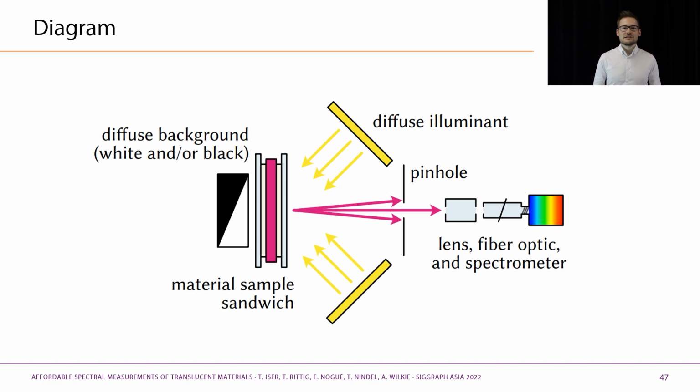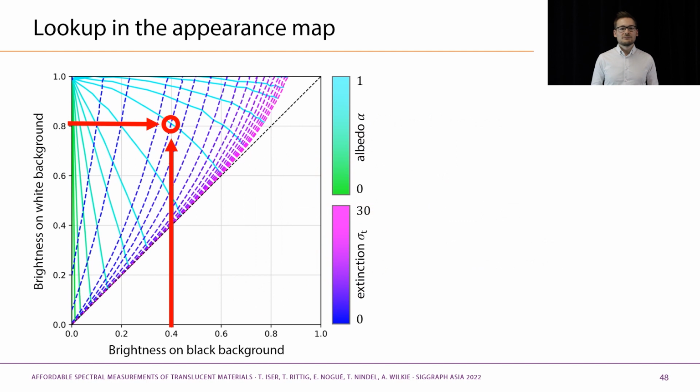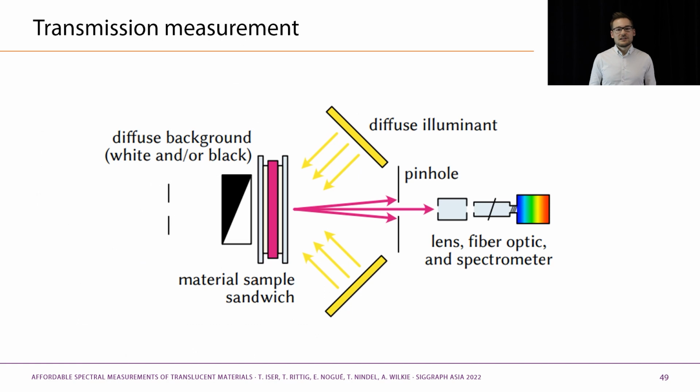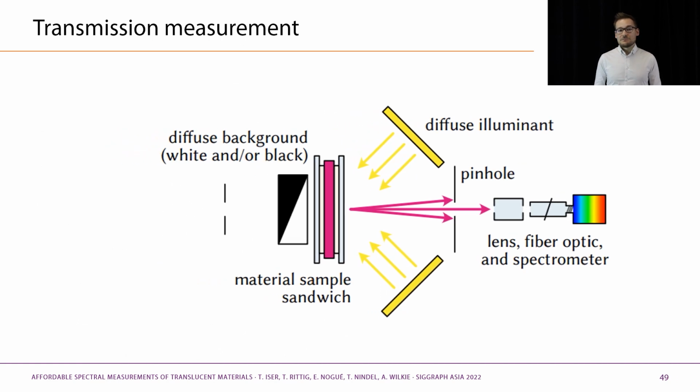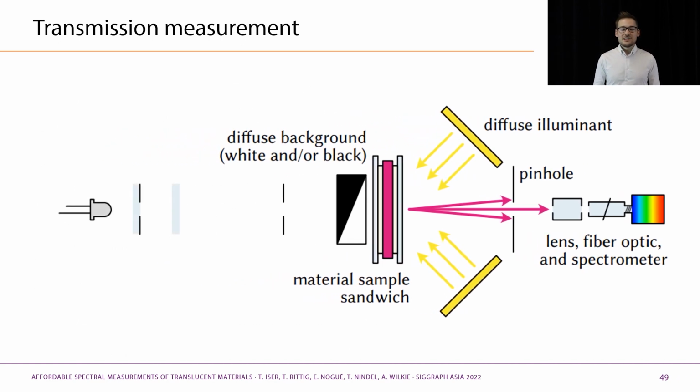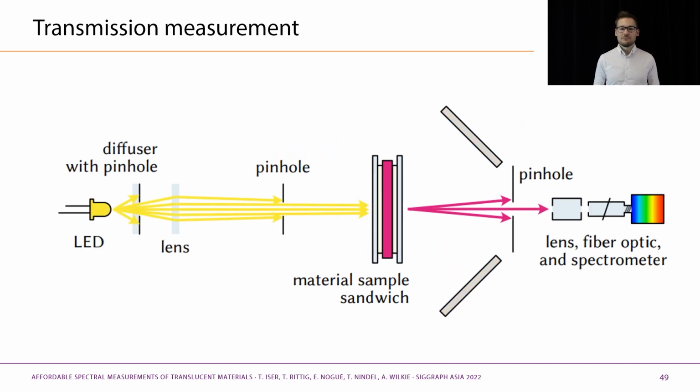The spectrometer captures spectrally resolved brightnesses against the 2 backgrounds. Using the appearance map, we can then look up and interpolate which albedo and extinction correspond to such material. To also estimate the phase function anisotropy, our setup needs to be extended to measure the 3rd dimension of the appearance map. We do that by placing and collimating an LED behind the sample.